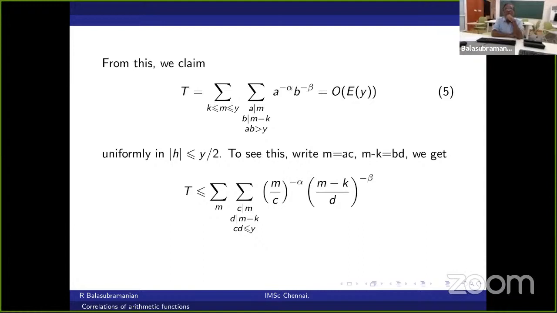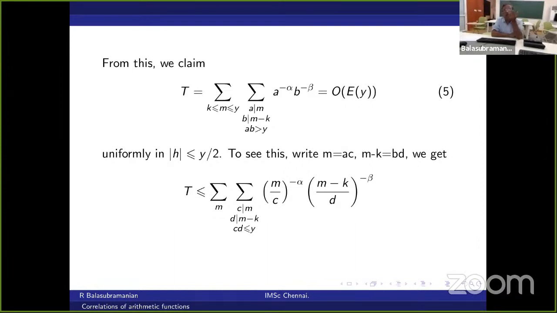To see this, write m is equal to AC and m minus k is equal to BD. And then this A you can write as m over C, and the B you can write as m minus k divided by D. And now what happens? That original condition that AB bigger than y actually becomes CD lesser or equal to y. And once the summation is over m, and k is small, lesser than y by 2, therefore m power minus alpha and this m minus k power minus beta will play more or less the same role as m power minus beta, and therefore your m power minus alpha minus beta will come out.